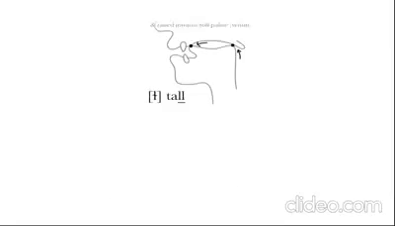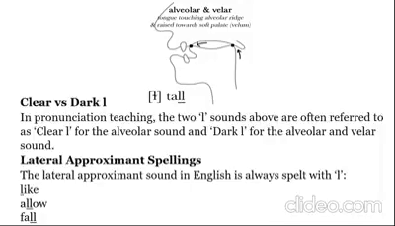L has another pronunciation that is alveolar and velar. The tongue touches the alveolar ridge and is raised towards the soft palate, that is the velum. Full. Clear versus dark la. In pronunciation teaching, the 2 la sounds above are often referred to as clear la for the alveolar sound and dark la for the alveolar and velar sound. Lateral approximant spellings. The lateral approximant sound in English is always spelled with l. Like, allow, follow.